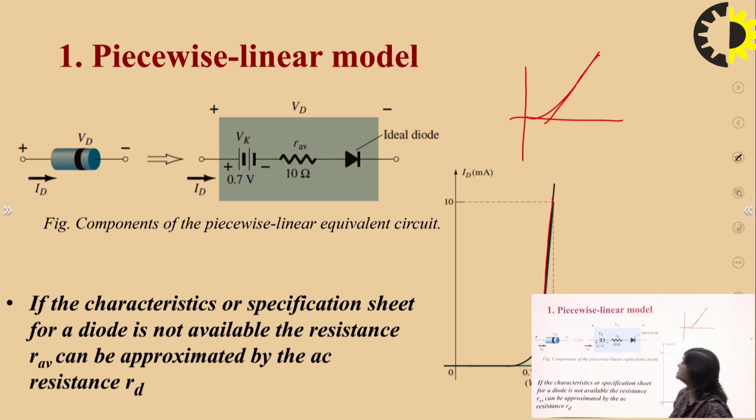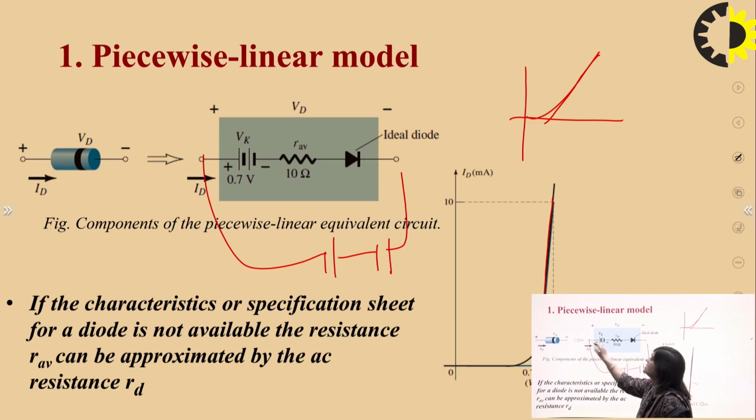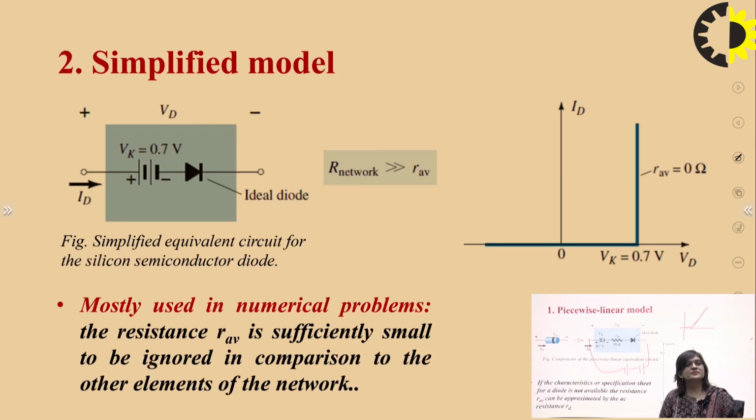And also the supply that is connected across this diode is nearby 0.7, like 1 volt, 1.7 volt. So we cannot neglect the barrier potential or the cut-in voltage required by the diode. So this model is very rarely used.